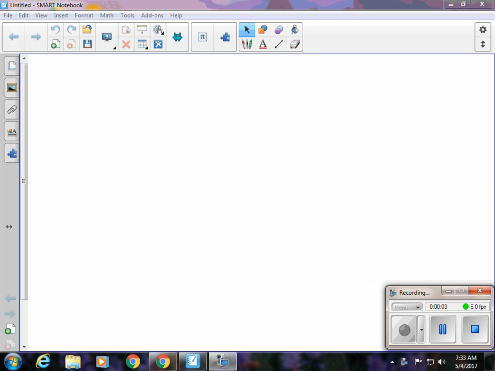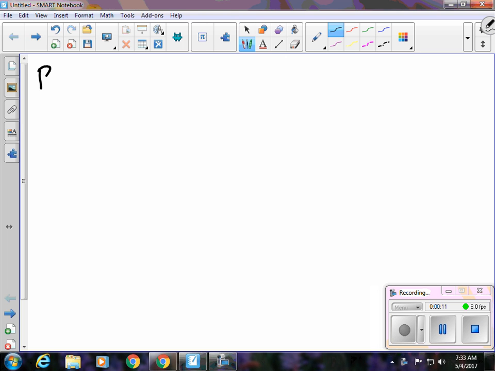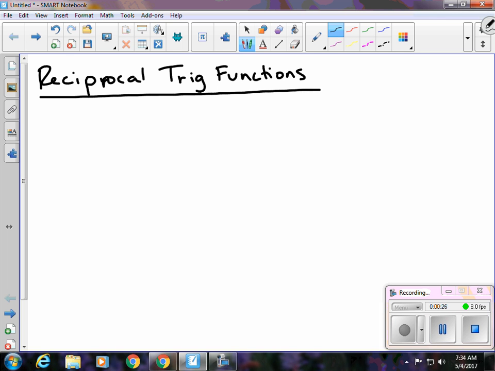There are actually 6 trig functions. We've talked about sine, cosine, and tangent, but there are 3 others, and these are called the reciprocal trig functions. The reason why is because they are the reciprocal of our sine, cosine, and tangent.